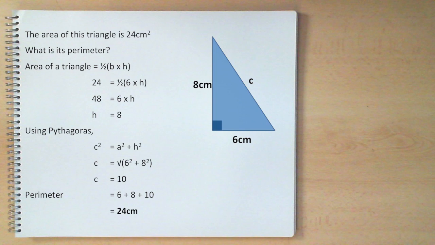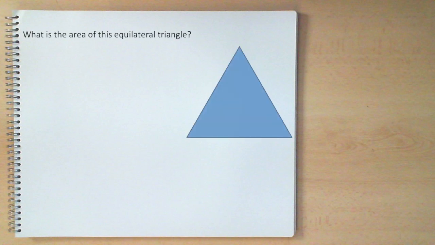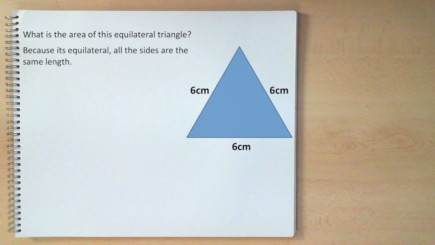Okay, let's look at a trickier example now. We're given an equilateral triangle, and we want to find out the area of this equilateral triangle. We're given a piece of information, which is that the base is 6 centimeters. So we know, because it's equilateral, all the sides are the same length.